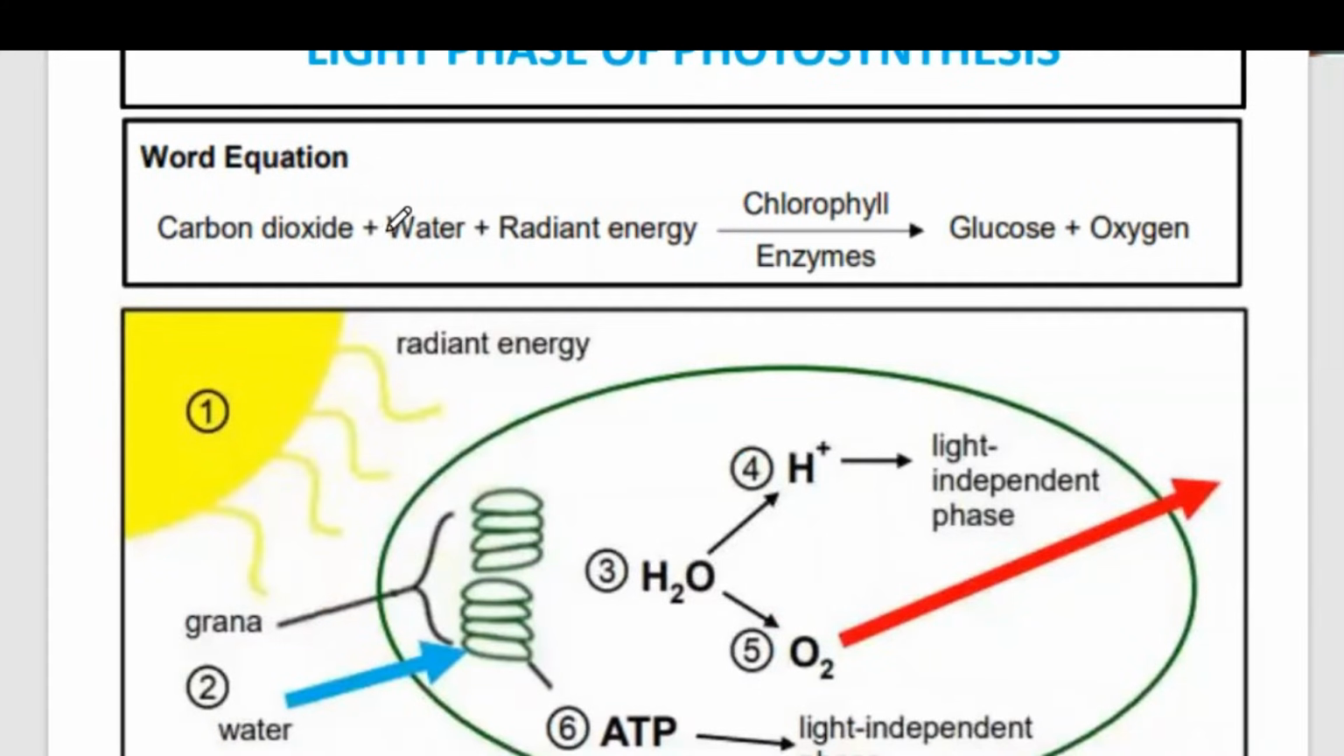This is just a word equation of photosynthesis: carbon dioxide plus water plus radiant energy, in the presence of chlorophyll. Radiant energy is trapped by chlorophyll. In the presence of enzymes, you produce oxygen and glucose.